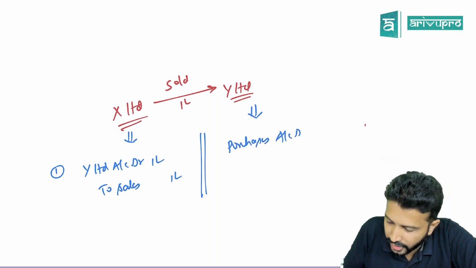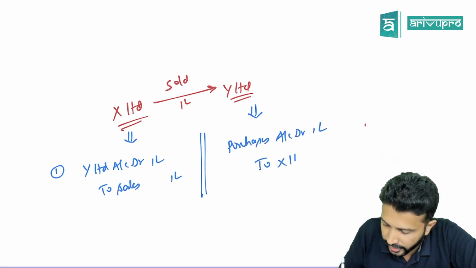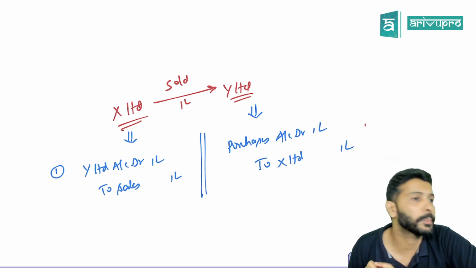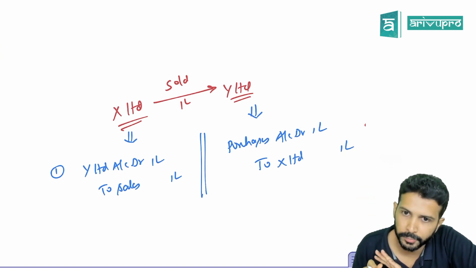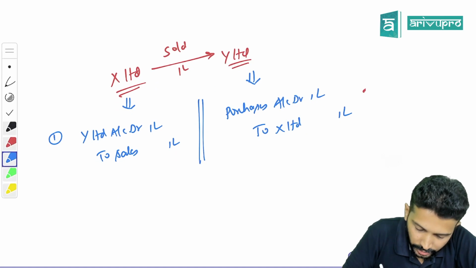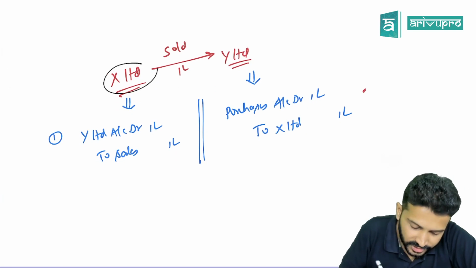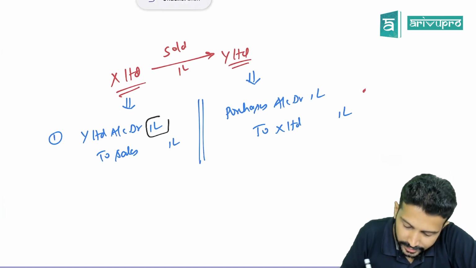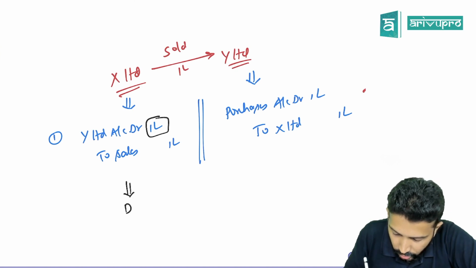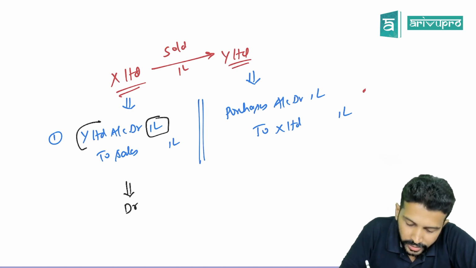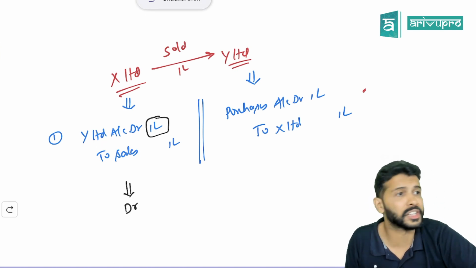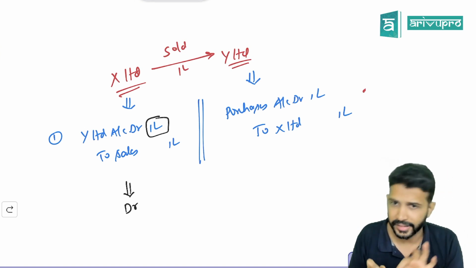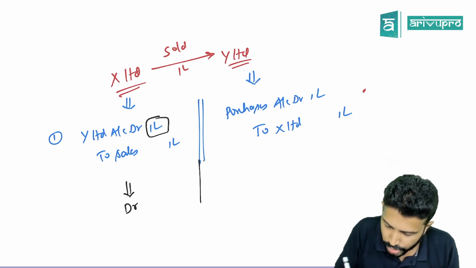Purchases account debit 1 lakh to what? X Limited 1. Are we okay? So far good? Now what am I trying to say here? Observe the screen for a minute. X Limited, what did they do for Y Limited? Did they debit the account or credit the account? Y Limited ka ledger, they debited or credited? They debited. Okay.